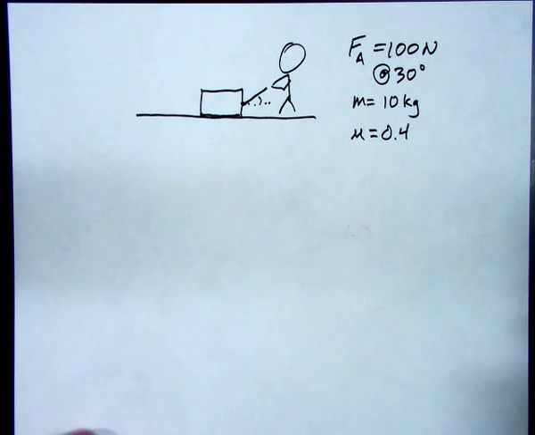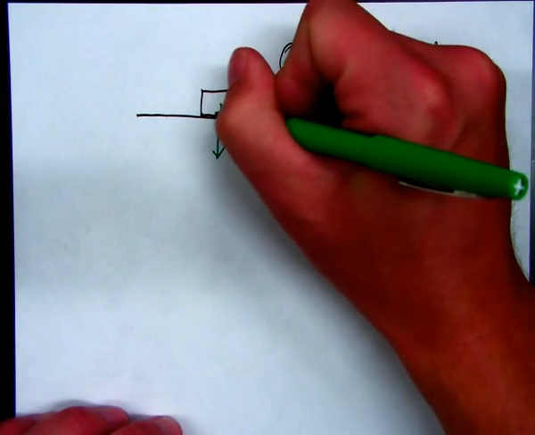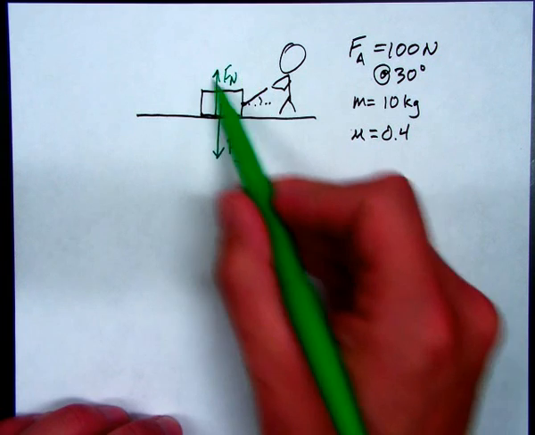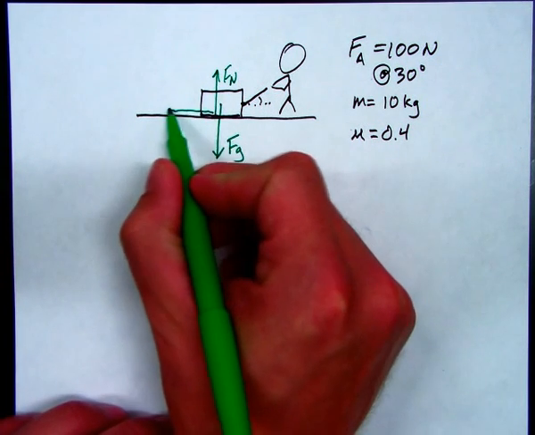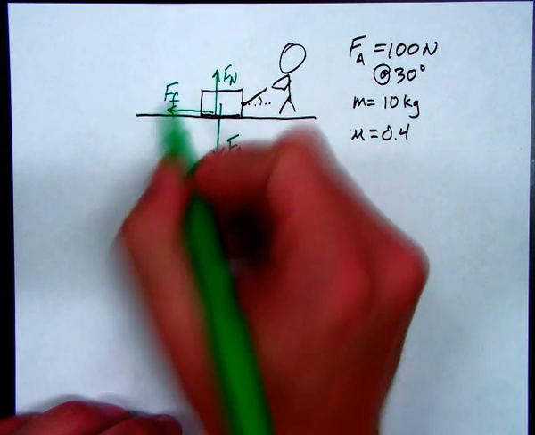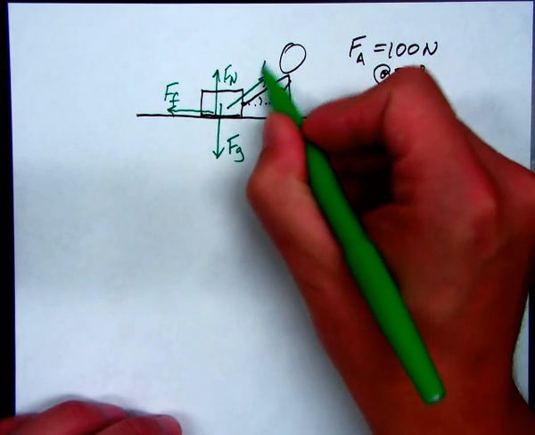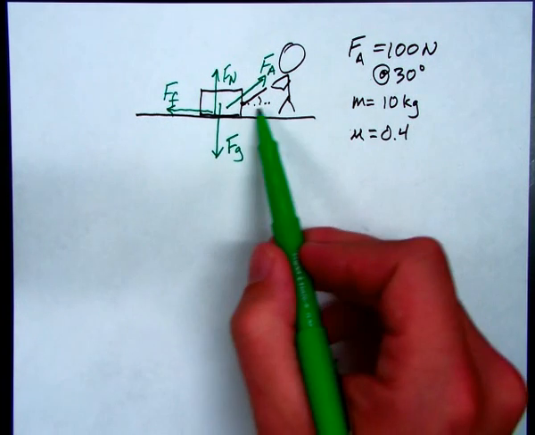All right. The first thing is I'm going to draw in my forces. And the usual forces are all here. I've got gravity always acting straight down. I have my normal force acting up. And in this situation, the normal force is not the same as the force of gravity. I have friction acting back. And I have an applied force acting at an angle. Now that applied force is going to contribute some in the x and some in the y.